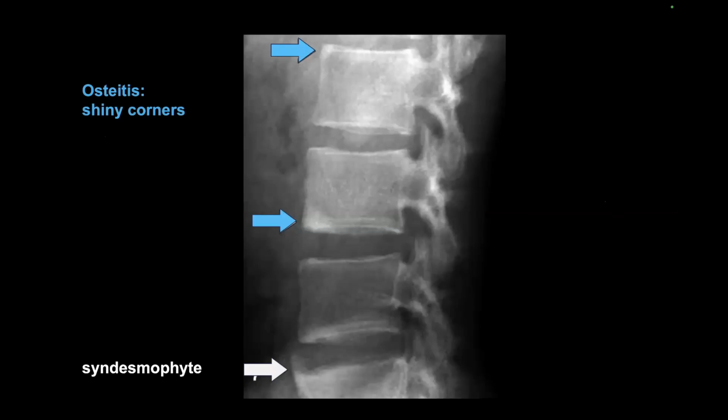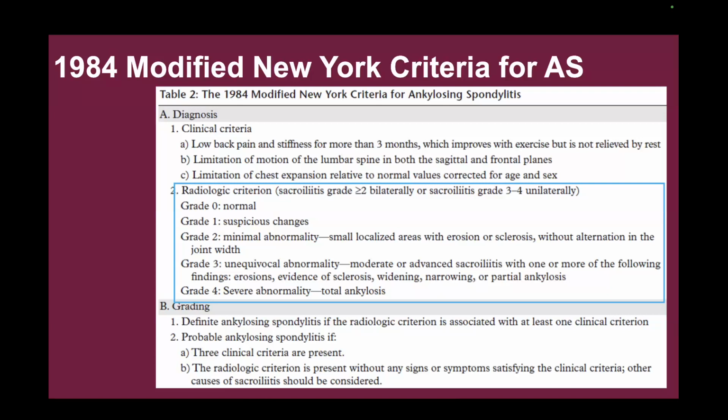So here on X-ray, just to point out another example of this osteitis, or these shiny corners on X-ray, where you get this slight increased bone density at the vertebral corners, and then a syndesmophyte forming. So there's a vertical strut that's occurring at the ligamentous attachments, as opposed to osteophytes, which tend to grow outwards because of the increased load placed upon the vertebral body.